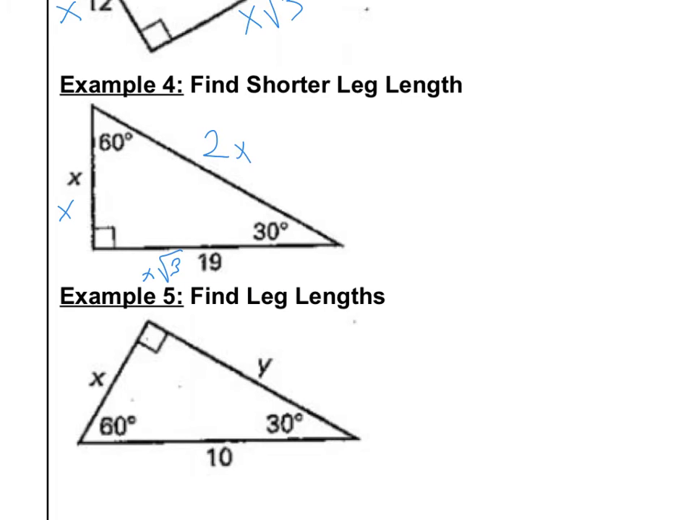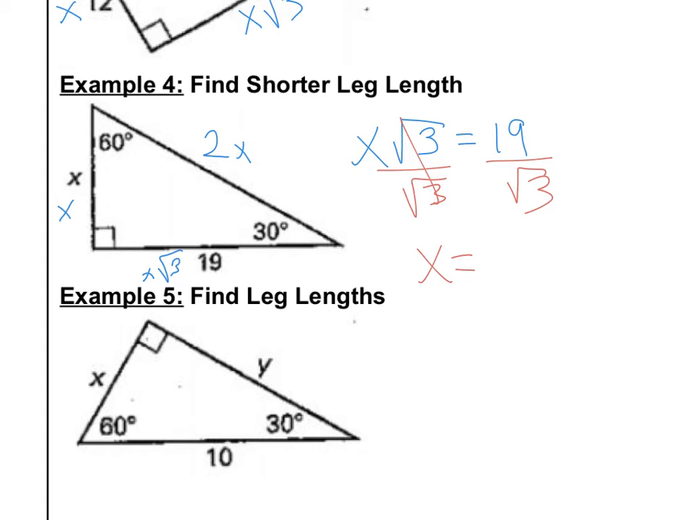we got to do a little bit of algebra here. So we're going to say, okay, x radical 3 equals 19, because that's how you get it. All right, you take this times radical 3. That's how we get the 19. So to solve for x, we got to divide by radical 3. Okay, so x is going to equal, you should get 10.969, which would round up to 11. Okay, so that would be the length of the shorter side. All right, just had to do a little bit of algebra there.